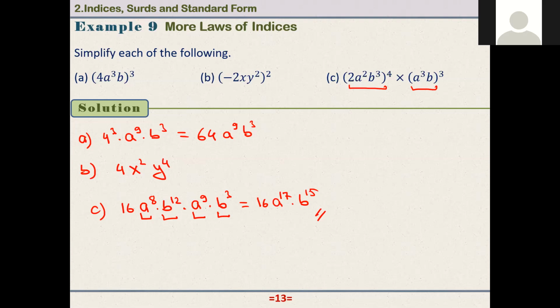Hopefully on Monday we will do some more on indices, surds, and standard form, and I'll try to finish this chapter, and in this way we'll continue. Now I will send you this PDF, this worksheet for chapter 2. After you finish chapter 1, also you should start this, okay? If you have any questions anytime, you are welcome.